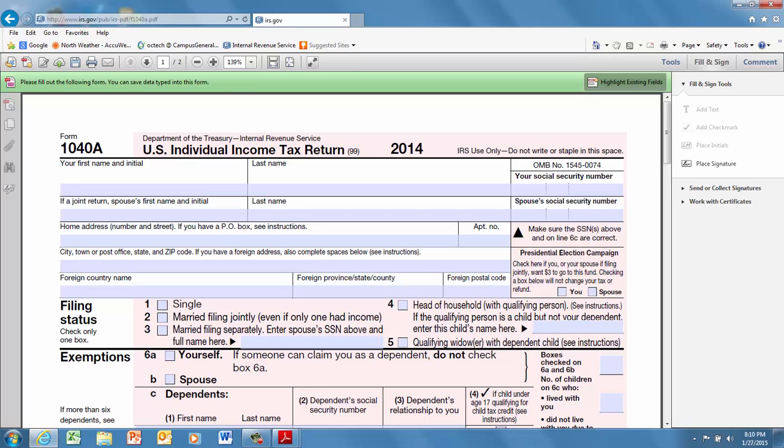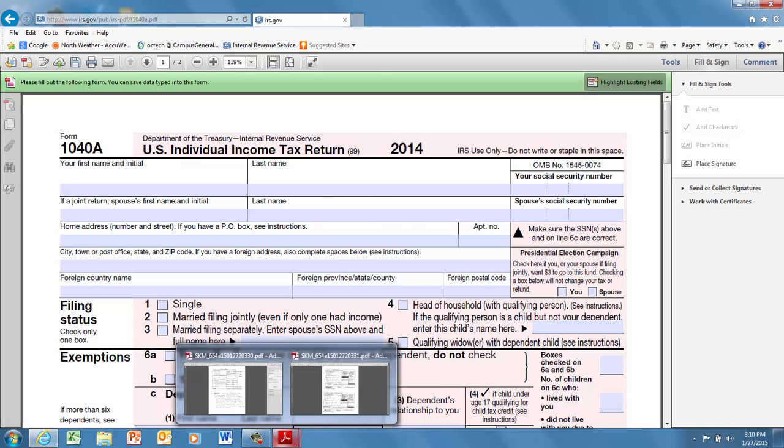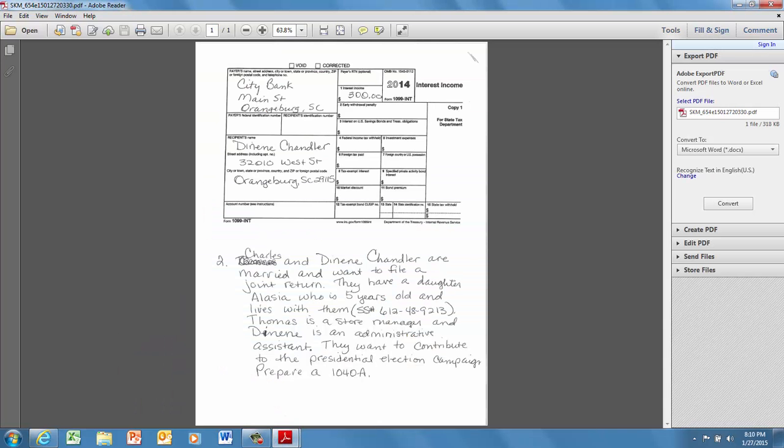Okay, our information for this particular return is also on shared files, and it's Charles and Deneen Chandler. We have 2 pages of information. We have a little paragraph. We also have some interest, and Charles and Deneen each have a W-2. Now here is their basic information.